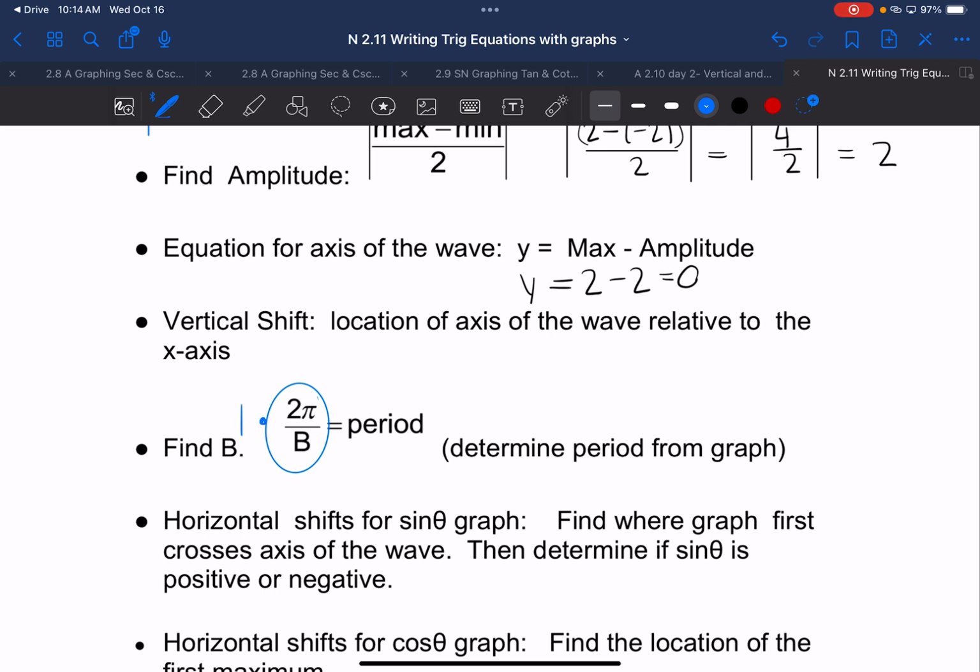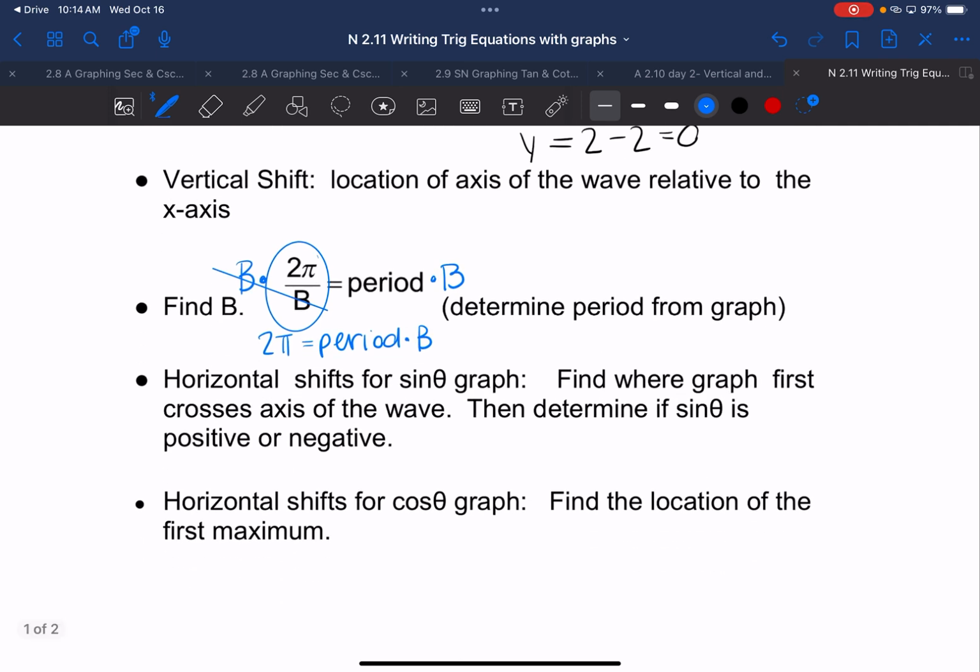Right, I'd multiply both sides by b, right? And then those would divide out. And then I'd have 2 pi equals the period times b. And if I'm trying to get b by itself, then what would I do? Divide by the period, right? I'm trying to get b by itself, then I divide by what I want to get rid of.